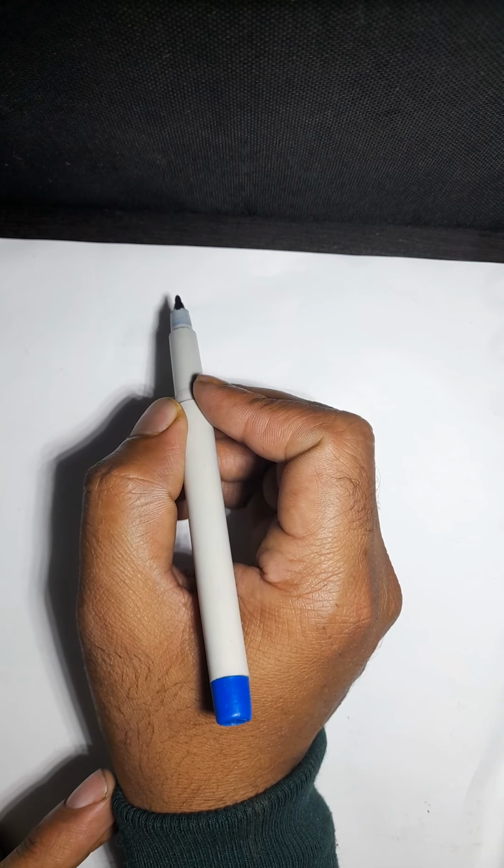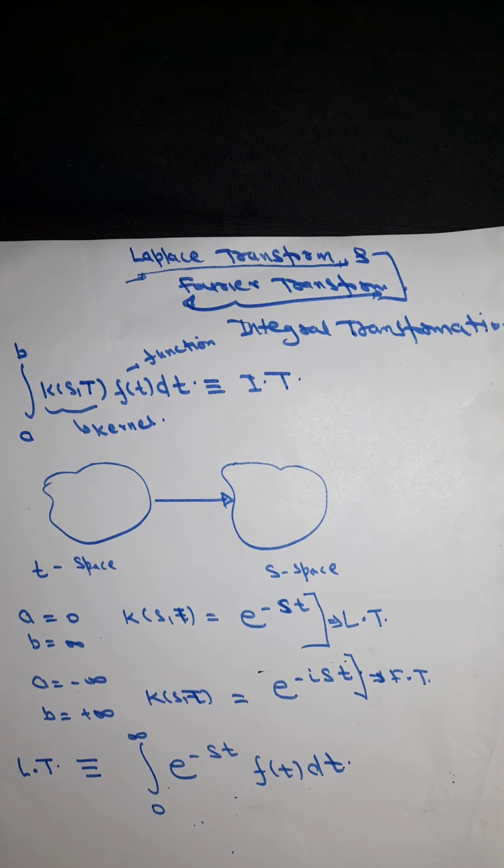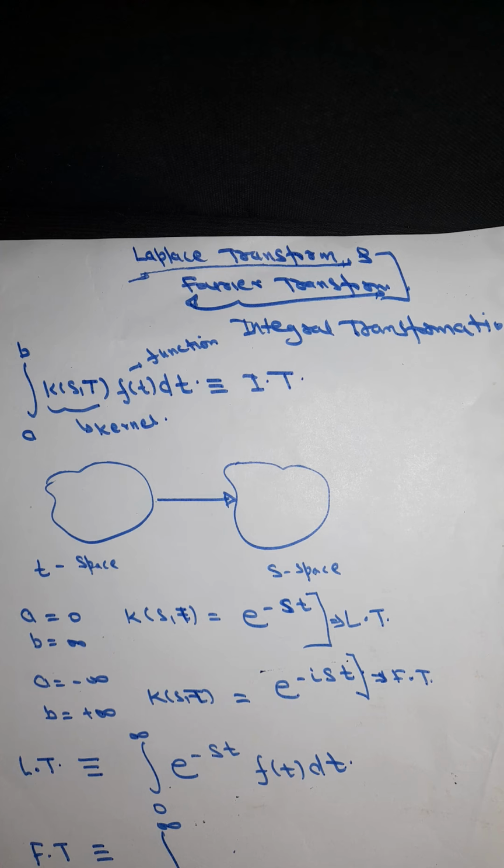So what is the main difference? Okay, so how does it look? So maybe I note this Laplace transform like this. Okay, this is the definition: 0 to infinity e raised to power minus st f of t dt. And the Fourier transformation is like this: minus infinity to plus infinity e raised to power minus i s t f of t dt.